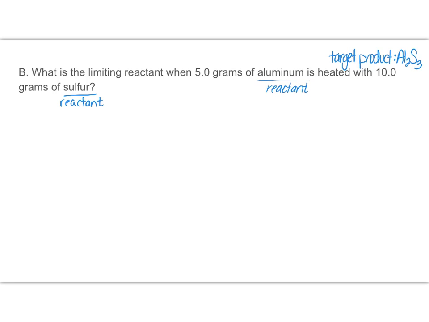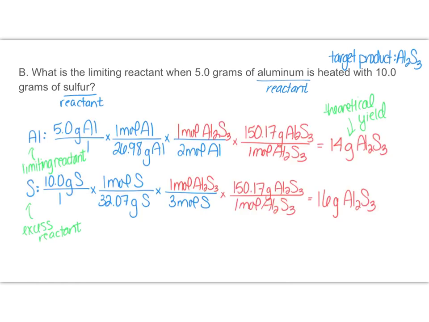Go ahead and try this one all the way through. When you're done, enter your answers into the form, and then the answer key will pop up for you. Check to see if your answers match mine. I found that aluminum would make 14 grams of aluminum sulfide, and sulfur would make 16 grams of aluminum sulfide. Because aluminum made less of my target product, it's my limiting reactant. That makes sulfur my excess reactant. Pause the video if you need to copy this down.